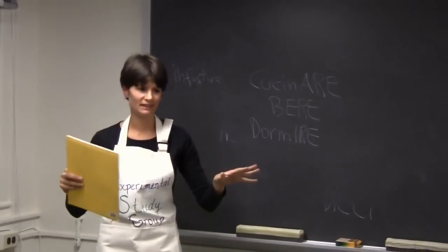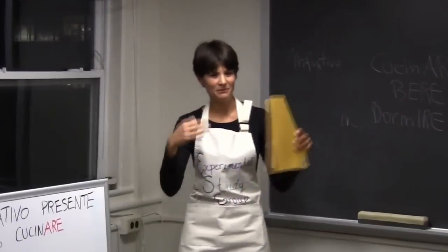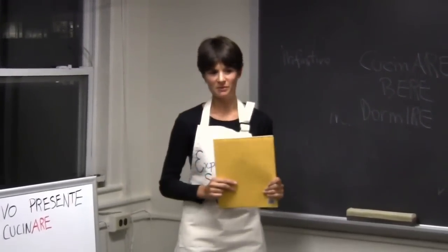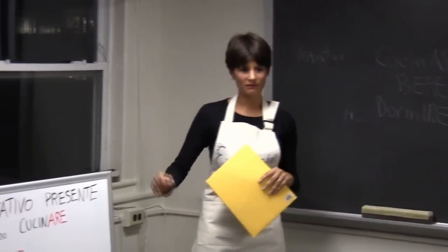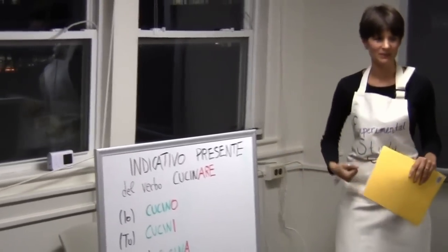Then we have a lot of exceptions. You will hate these exceptions. But you don't have to worry. We learn on the way. We want to know first how the regular and good verbs behave. So let's go back to our verb cucinare, because then we have to cucinare. Dobbiamo cucinare. We have to cook.